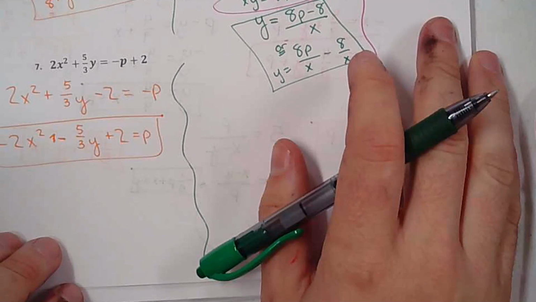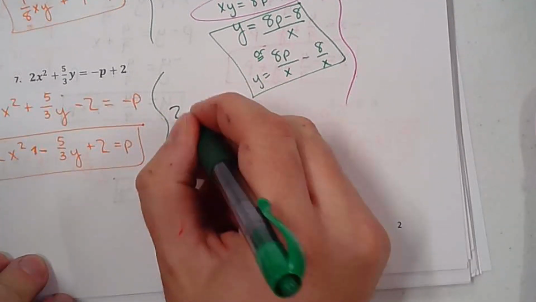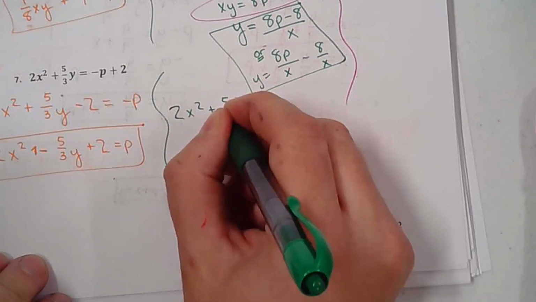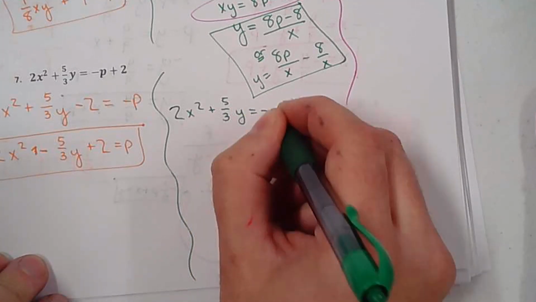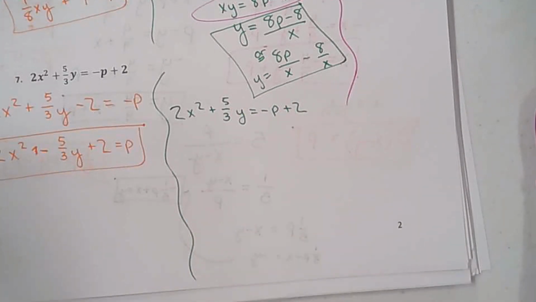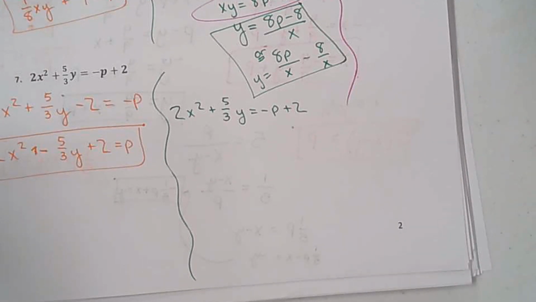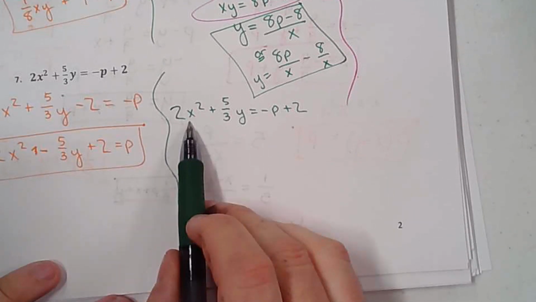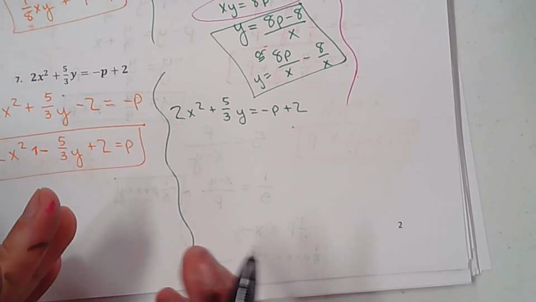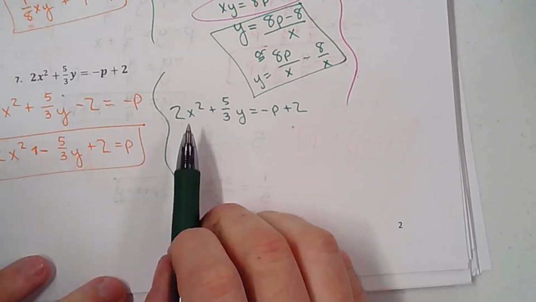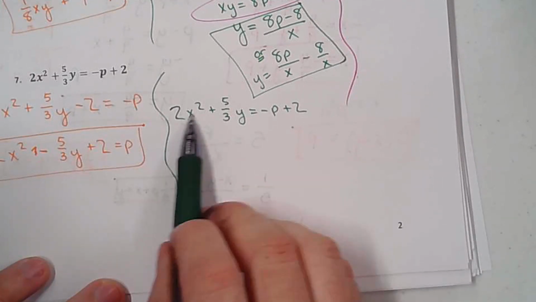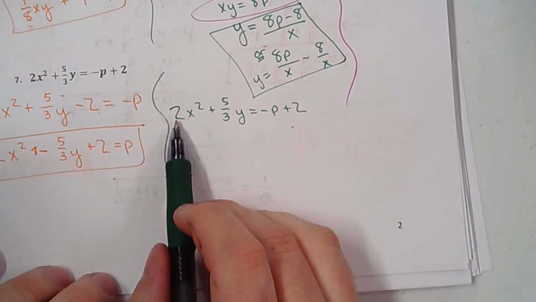Now y, getting y on its own. 2x squared plus 5/3 y equals negative p plus 2. Is the negative p plus 2 bothering y? Mm-mm. This term is, right? We try to get down to one term first before we start doing division and stuff, right? So let's move that term over. How do we move terms? Either addition or subtraction. In this case, it's going to be subtraction.